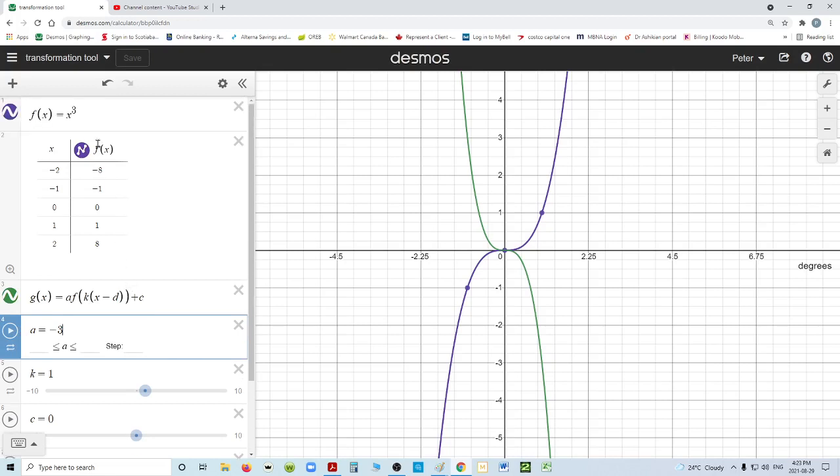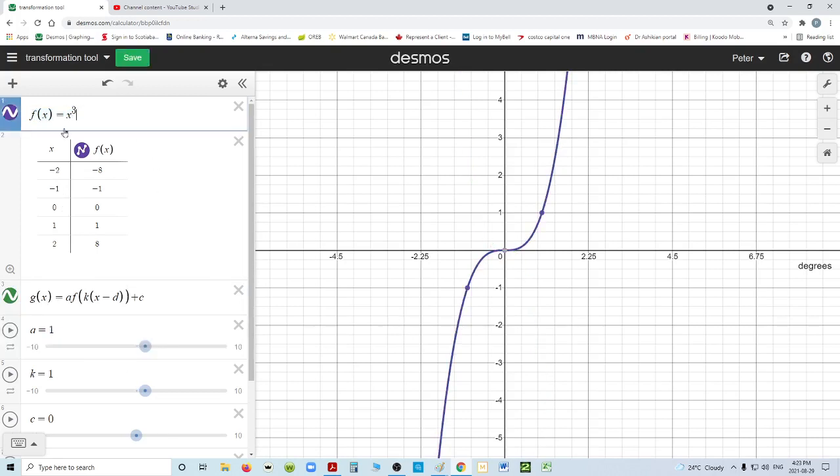And the nice thing is you can put any of the formulas in here, and this transformation tool will transform whatever formula you put in here. But again, it helps if you know your parent graph. Same rules apply. Let's do some x transformations.